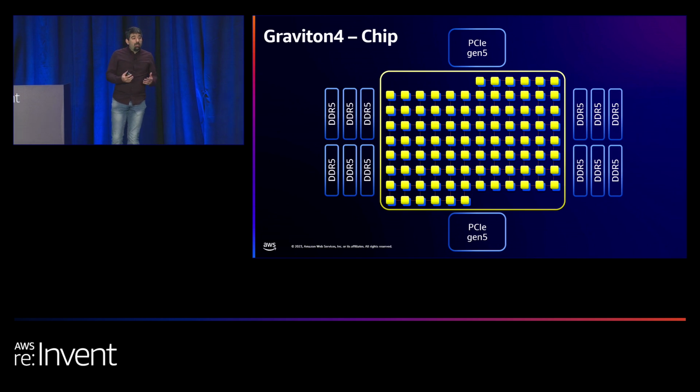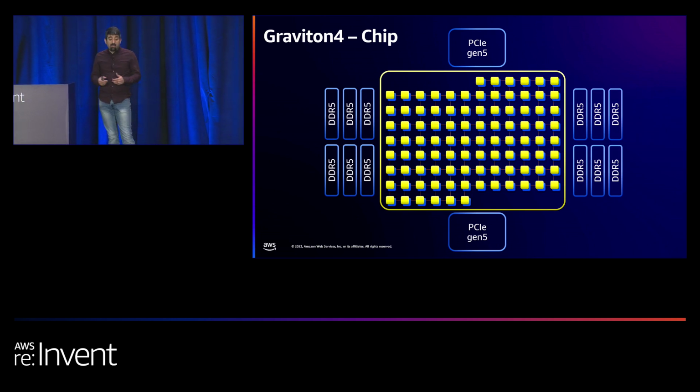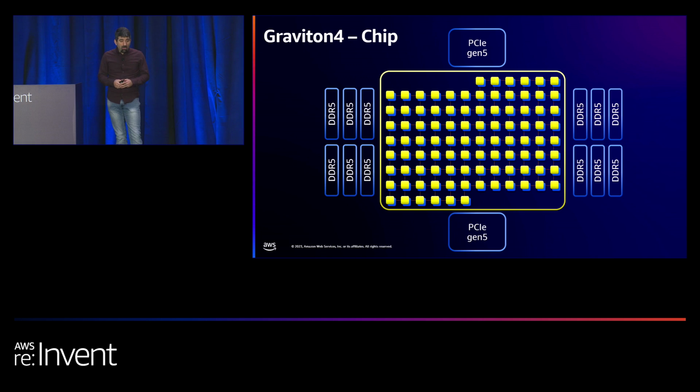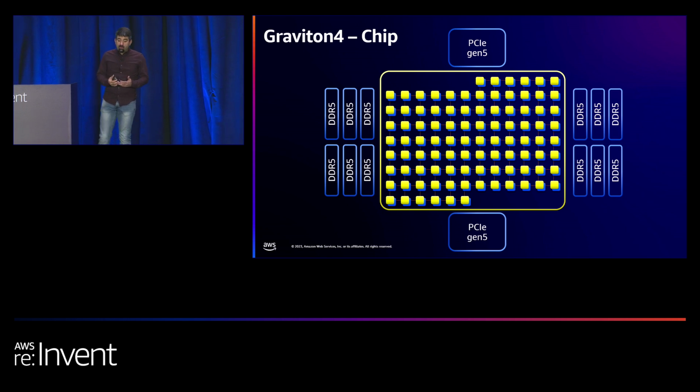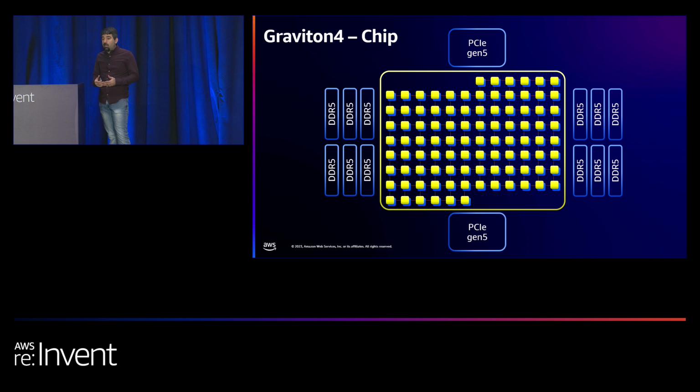Just like Graviton 3, all these cores on the chip are connected via a mesh, and portions of the last level cache are scattered throughout that mesh. Those 12 channels of DDR5 give us over 500 gigabytes a second of theoretical memory bandwidth, and the efficiencies that we get there are really high. You have just under 500 gigabytes a second of achievable bandwidth from those interfaces.